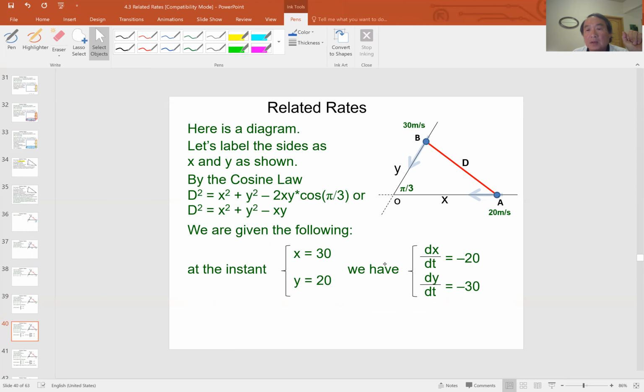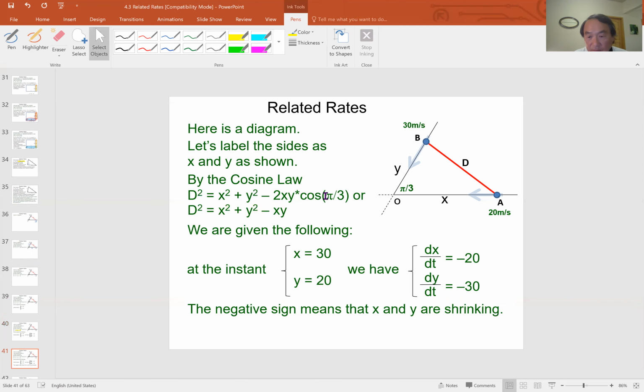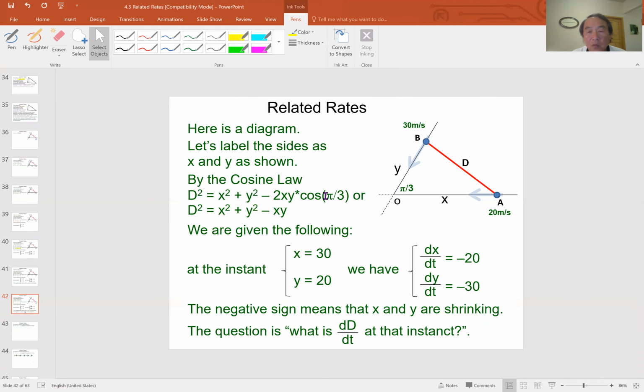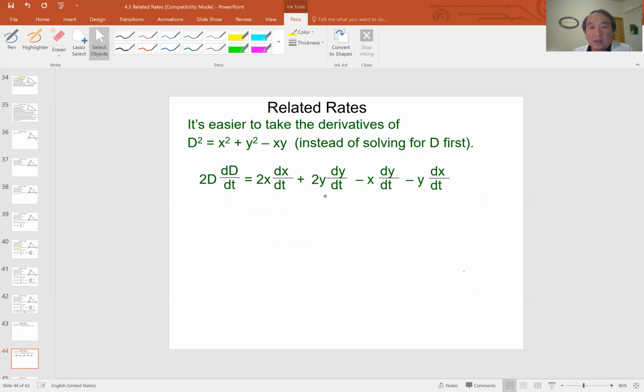Okay, x is 30, y is 20, and the rate of change of x and the rate of change of y. Plug all these numbers into the right-hand side after taking derivatives. Okay, we want to know, at that instant, how fast is that red line shrinking, dD/dt. So take the derivative with respect to t on both sides. And we have the x and y and the dx/dt, dy/dt. These we all know from this list right here.